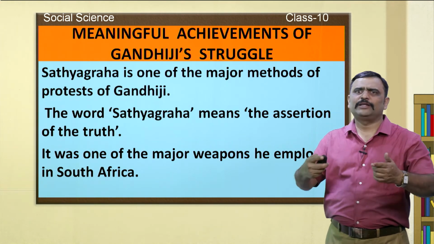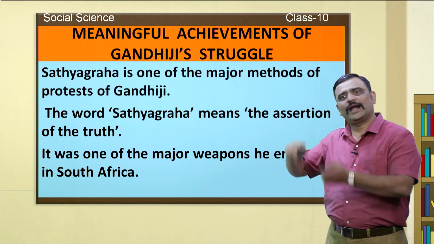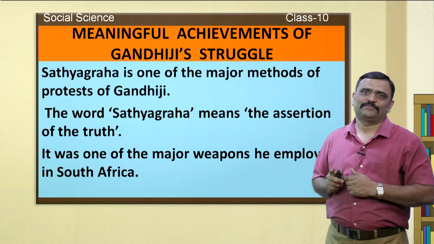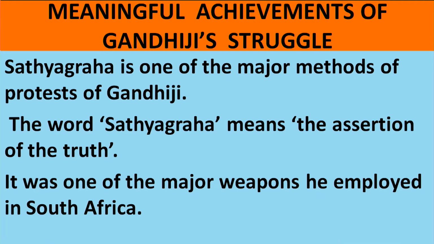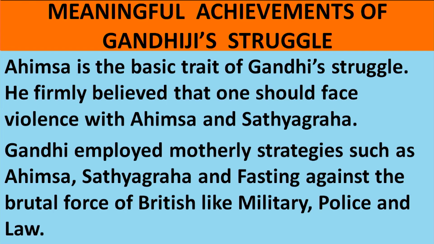He went on experimenting with most of the things he had already experimented with in South Africa. Thus, whatever success he achieved in South Africa, he was able to get the same amount of success, the same extent of success, even in India. Ahimsa is the basic trait of Mahatma Gandhiji's struggle. Without harming, without hurting, without destroying public property or the people, he used to go ahead with the freedom struggle. He firmly believed that one should face violence with non-violence, that is ahimsa and satyagraha.